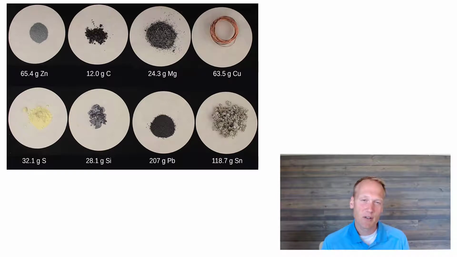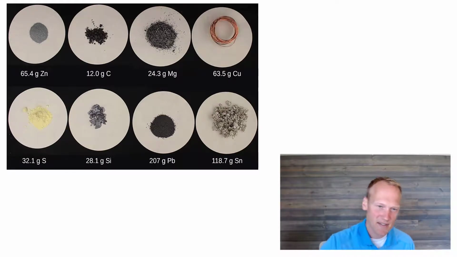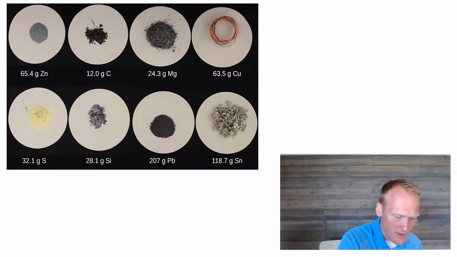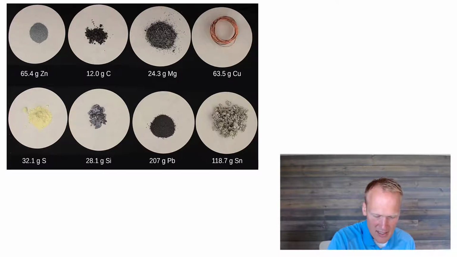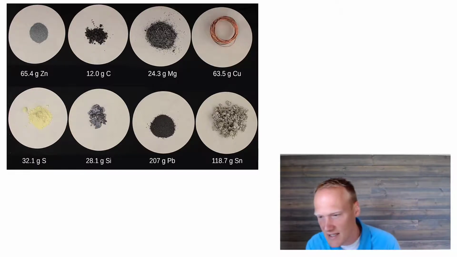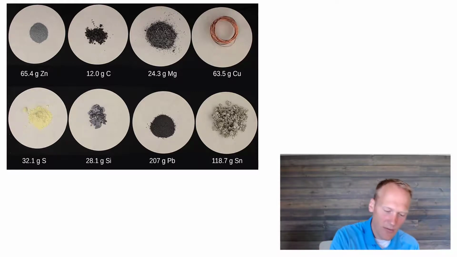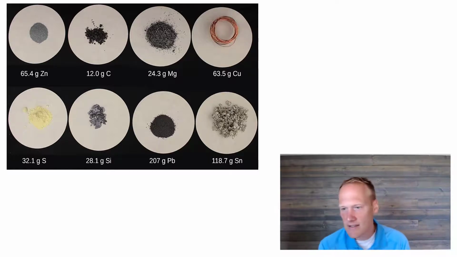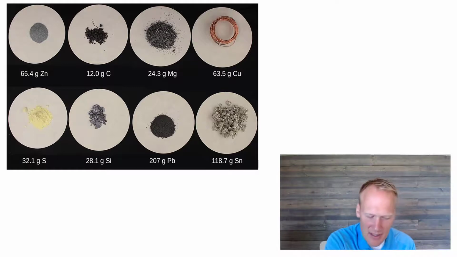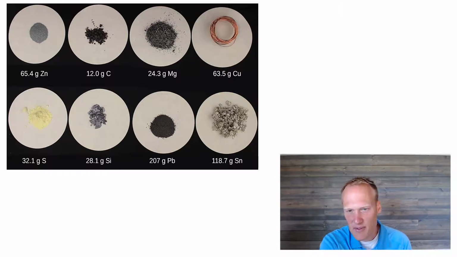Here's a picture of moles of different substances. This is 12 grams of carbon. This is 65.4 grams of zinc. This is 118.7 grams of tin. Every element has a different atomic mass, and therefore a mole of those substances is all different in terms of mass. So if you're thinking really small about these samples, every one of these samples is a mole.